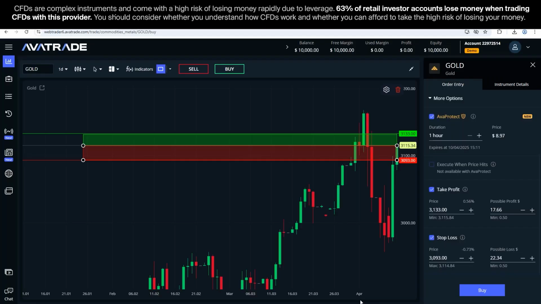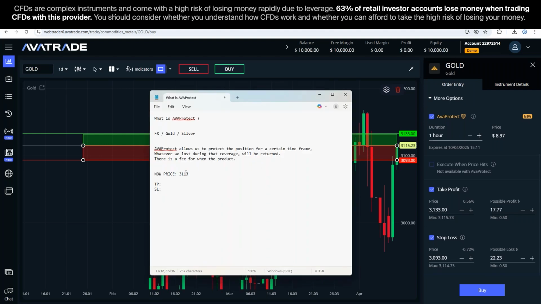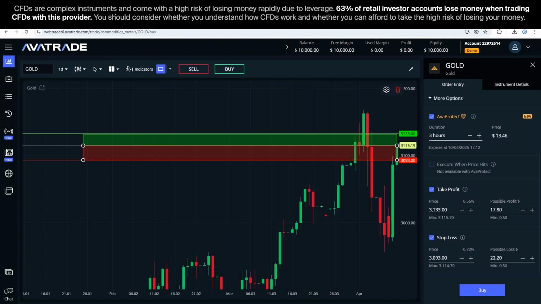Okay, the purpose is to protect the position, and if we lose during that time that we are covered, okay, at the moment it's 1 hour, but we'll change it in a moment. So for 1 hour we will pay $8.97. If we choose to extend, we can click here on the plus. We have the expiry right here. If we click on the plus, then the fee will extend as well. Okay, so 3 hours is already $13.